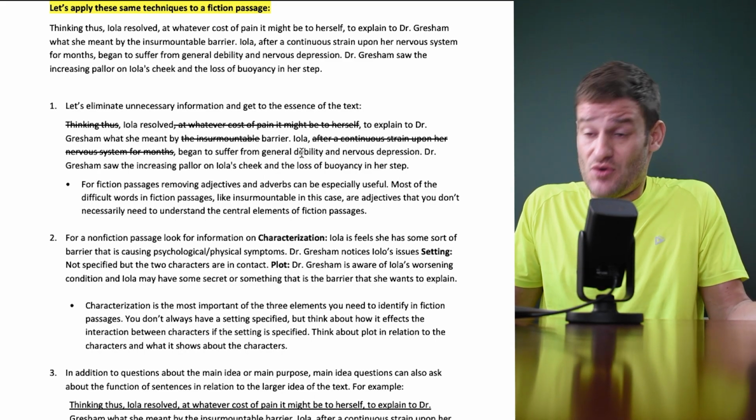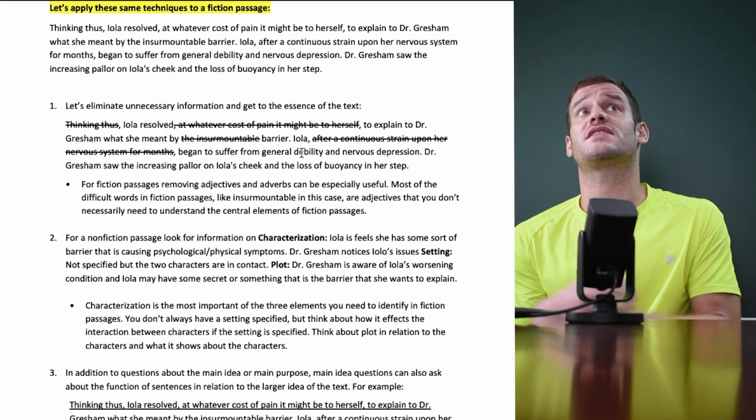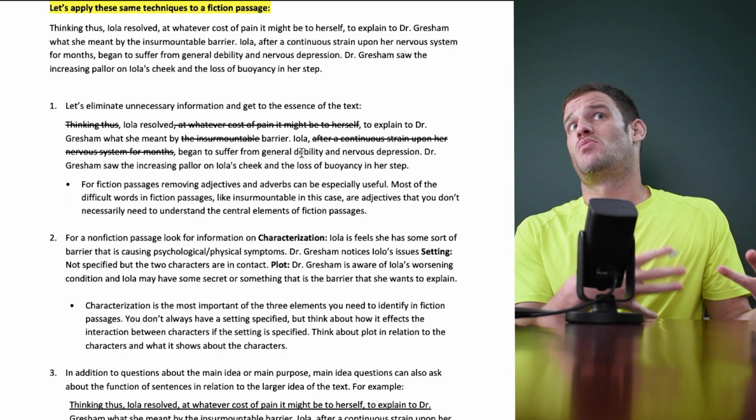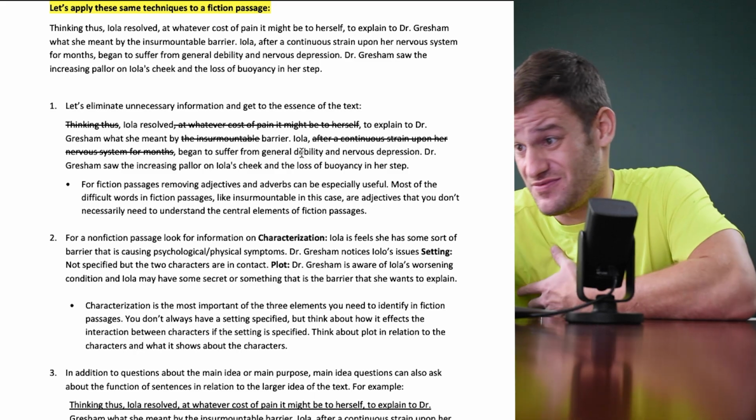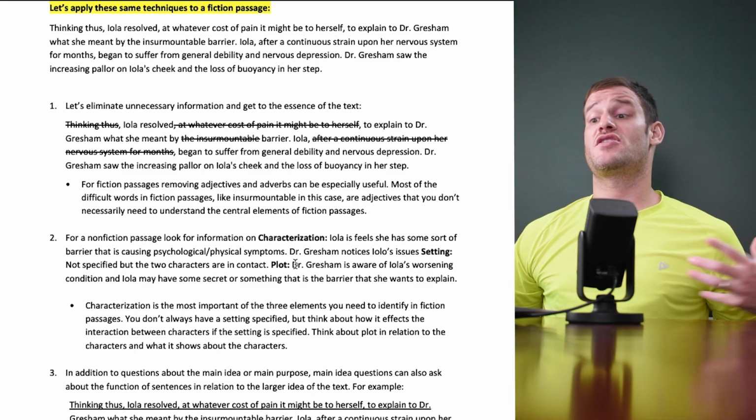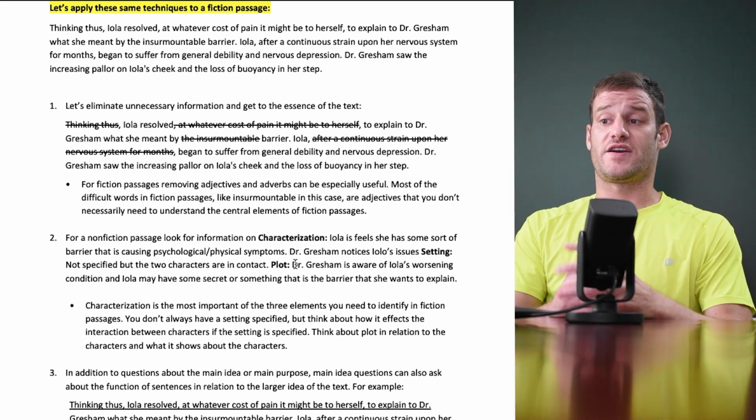That's basically it. We don't really have a setting here, right? We know that the characters seem to be interacting, but we don't know where. We don't really know when. So we're just really no setting in this case. The plot here, again, revolves around the characterization.